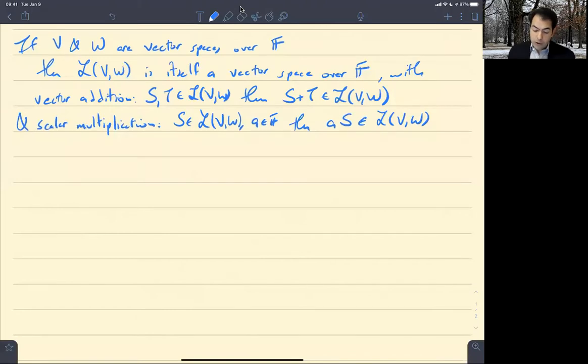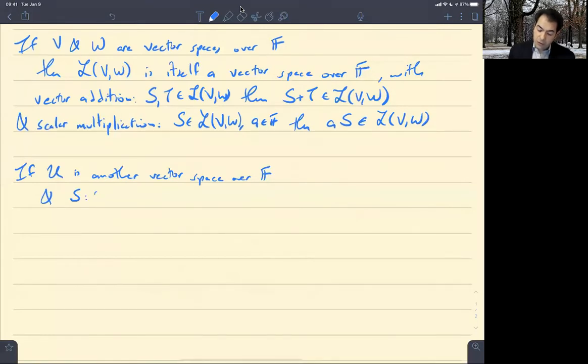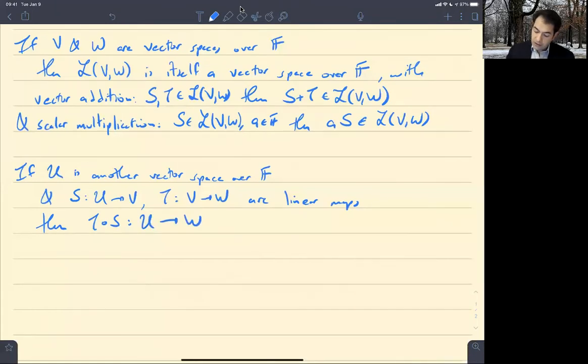Okay, but there's more you can do with linear maps. You can compose them. So let's say that U is another vector space over F. And suppose that we have a map S from U to V and a map T from V to W, linear maps. Then it makes sense to compose them, and we get a map that goes from U to W, and this is a linear map.